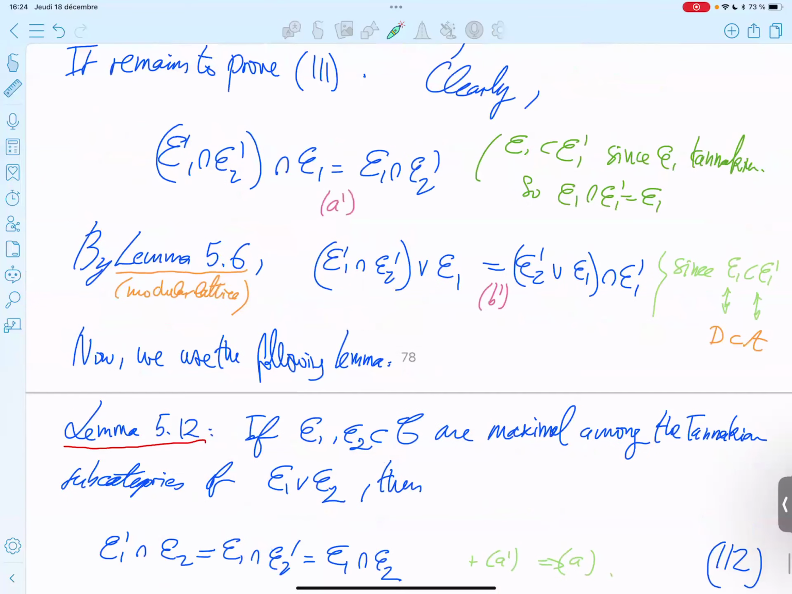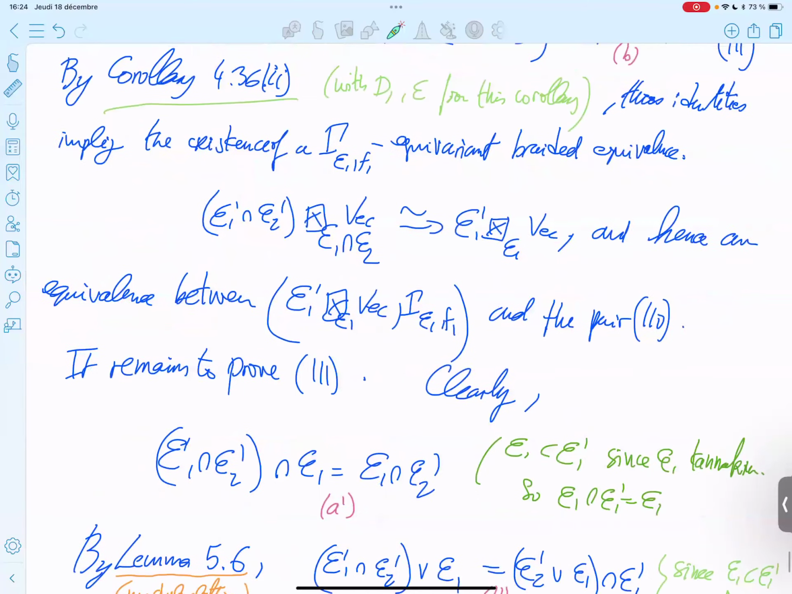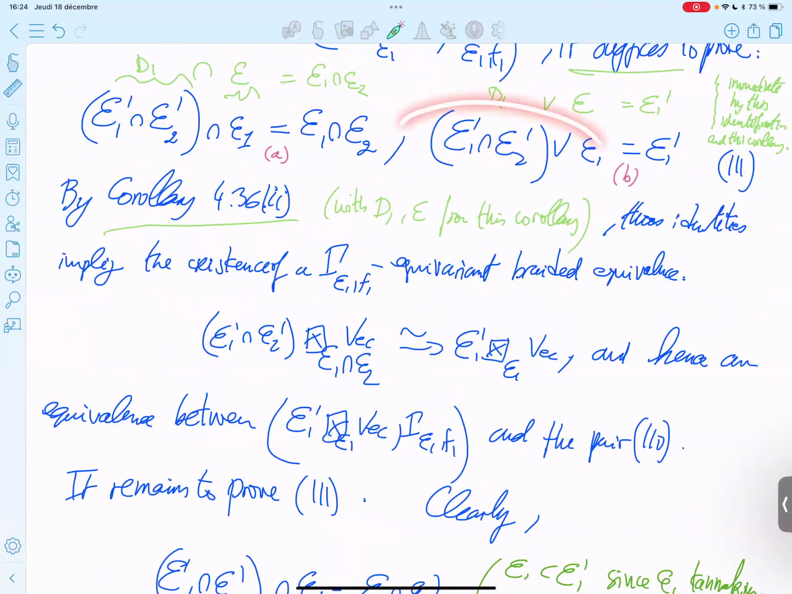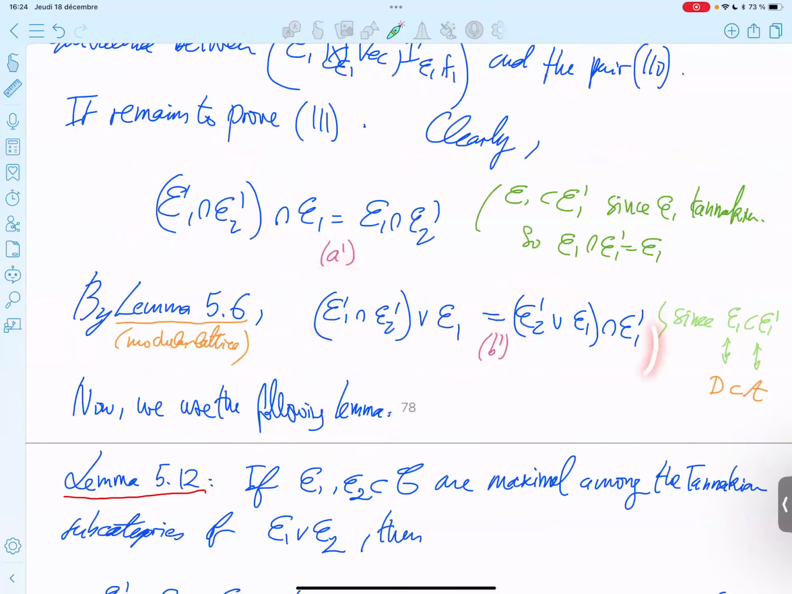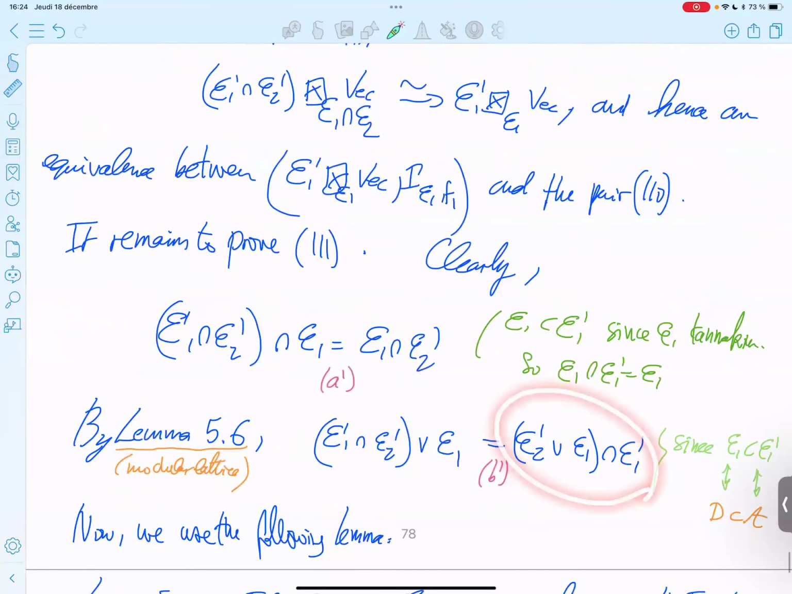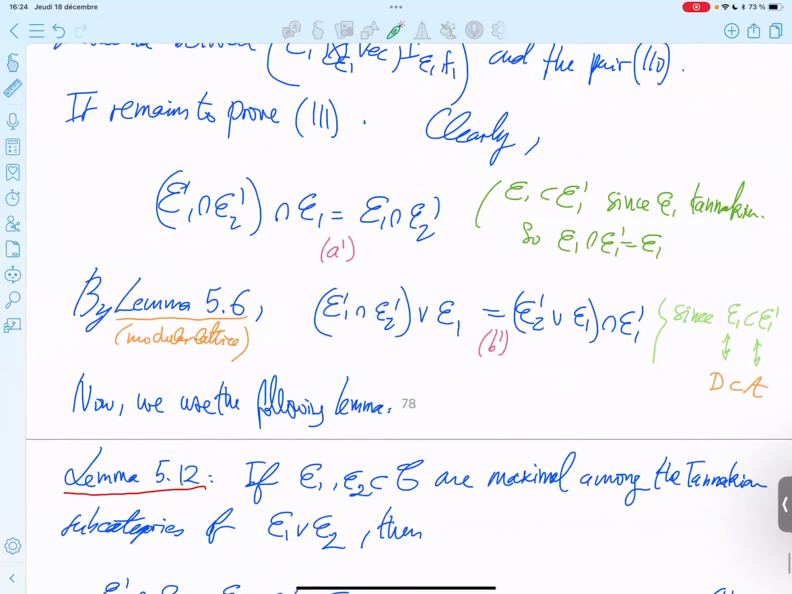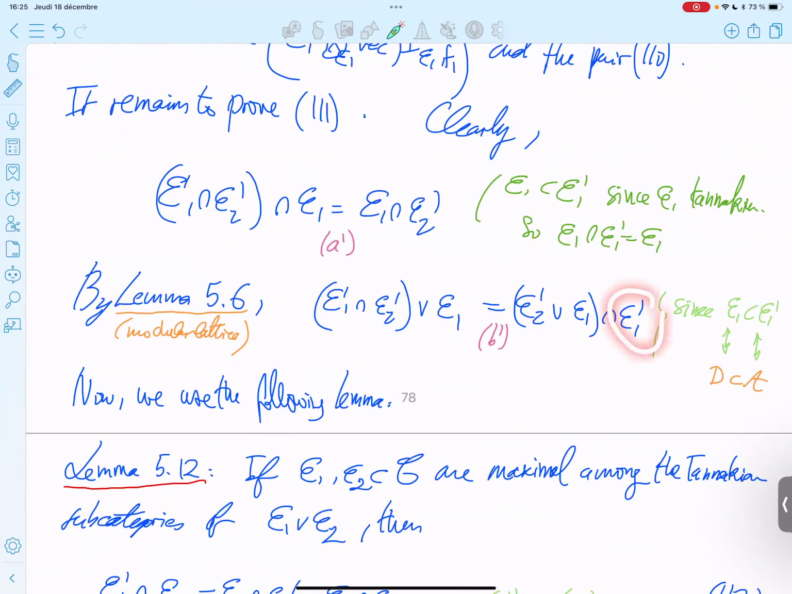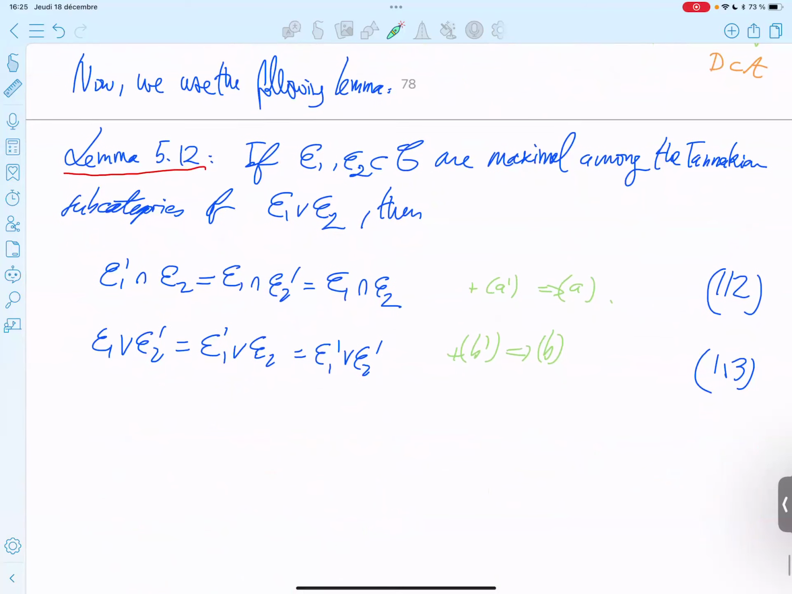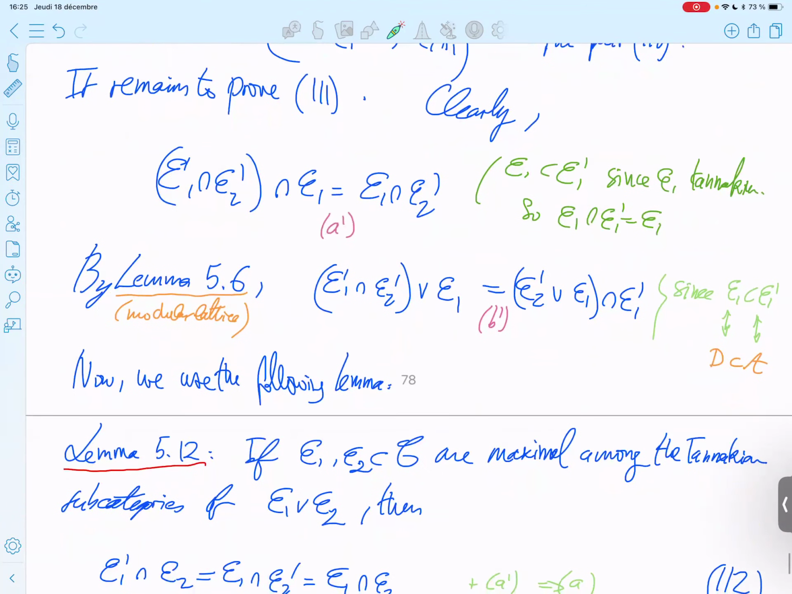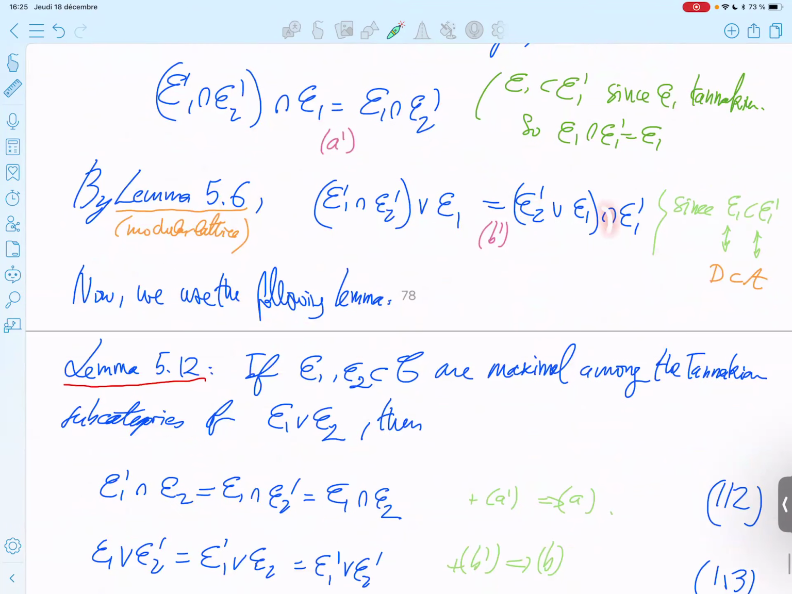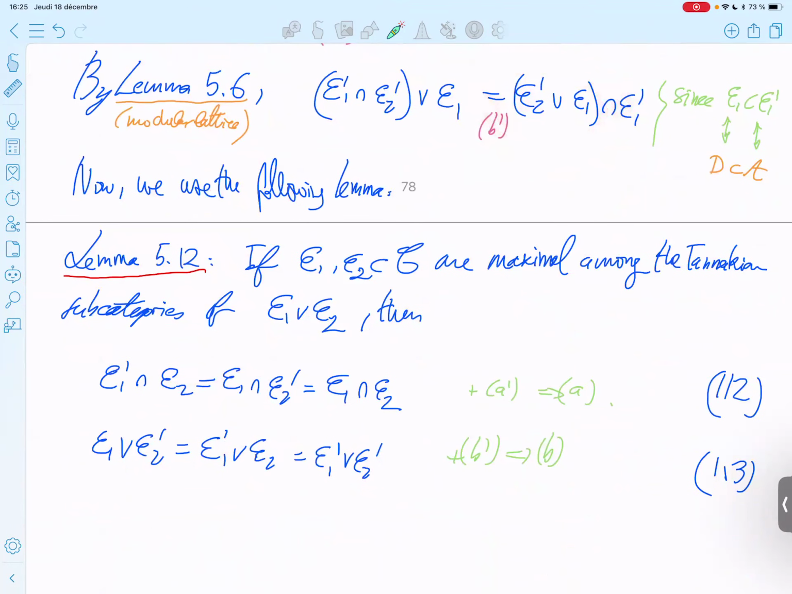Now what about B? So you have this equal this. So we already have this equal this. So we need to show that this is equal to this. So we need to show that this is included in there in some sense. So here you have that, which is this one.